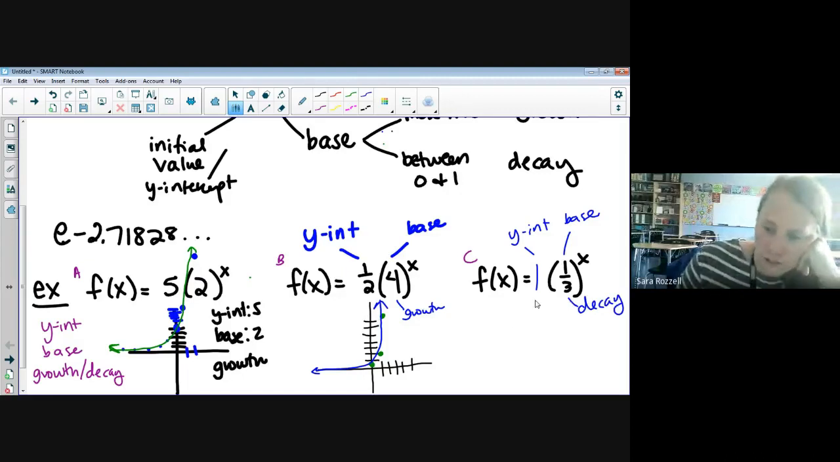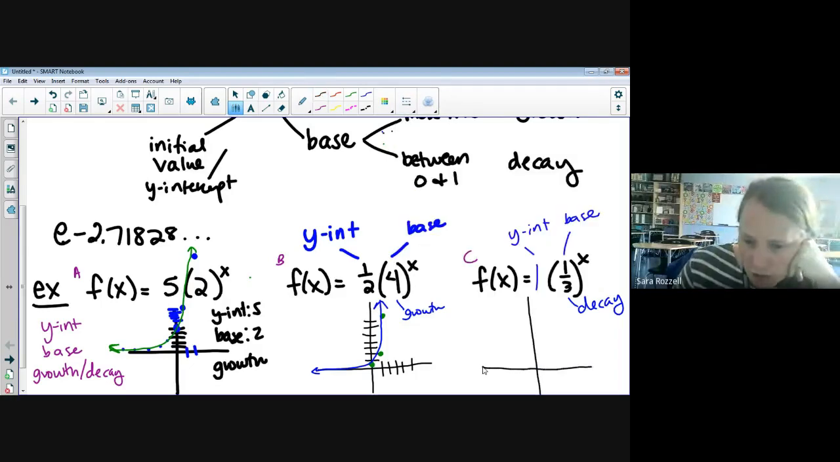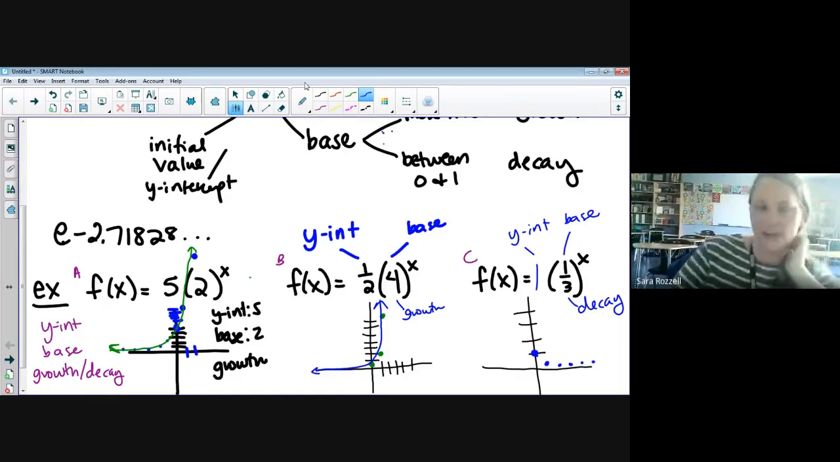So if I were to plot this graph, I'm going to start at 1 and you're going to shrink every time by a third. It's going to get really small really quickly. So start at 1. Now I'm a third of that, and a third of that, and a third of that, and a third of that, and a third of that, and it gets really, really small.